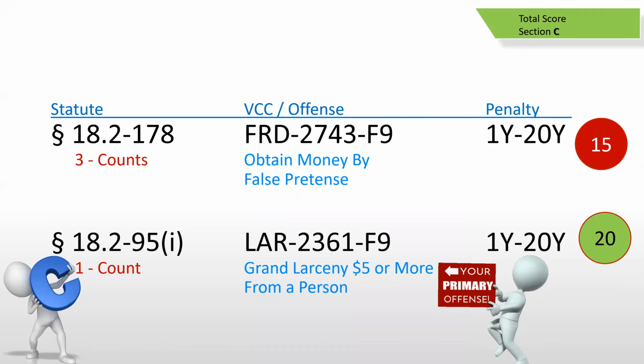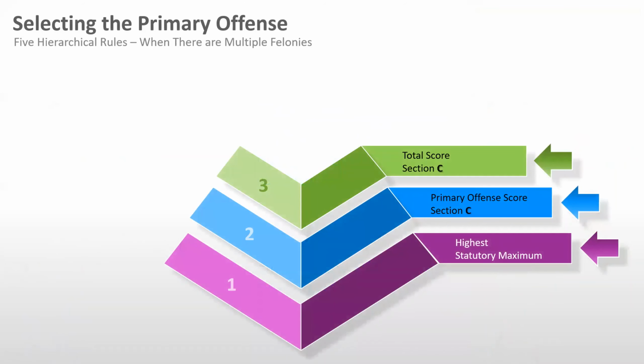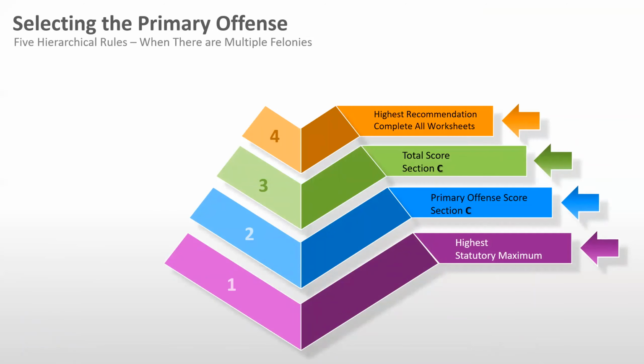Again, anytime you have a tie with the statutory maximum, Cecil's here to remind you that you go to section C. What happens if you have a tie with the total score? Then you go to rule number 4.